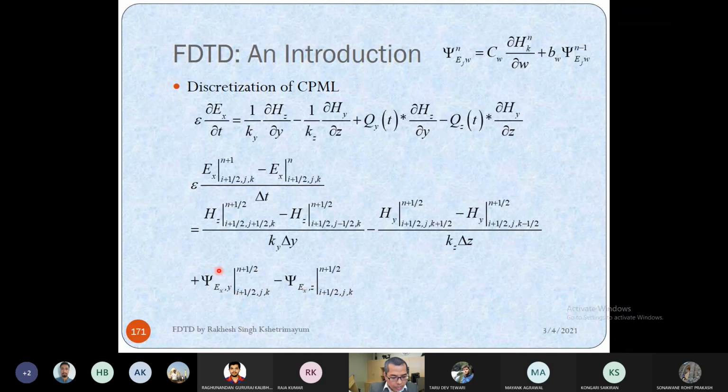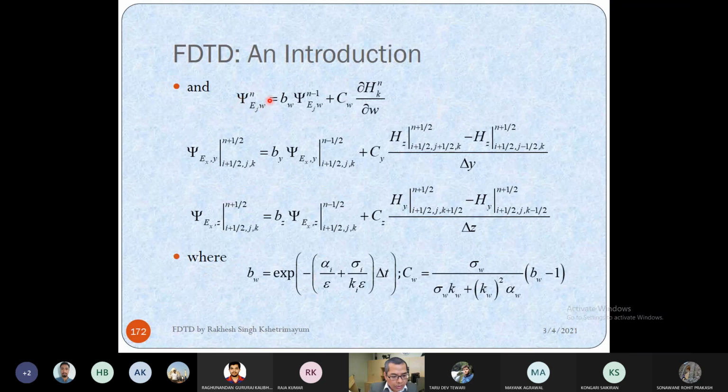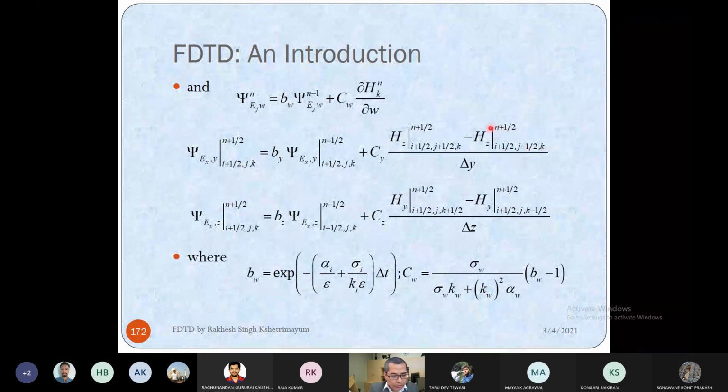So how do I calculate this term and this term? We can do it from the update equation we have derived today. So we have that update equation, psi ejw n is equal to bw psi ejw n minus 1 plus cw del sk n by del omega. This is a long derivation we have done today. So you can find psi exy at i plus half, j, k at n plus half as equal to by psi exy at i plus half, j, k at n minus half plus cy Hz at n plus half, i plus half, j plus half, k, minus i plus half, j minus half, k, divided by delta y, at n plus half time.